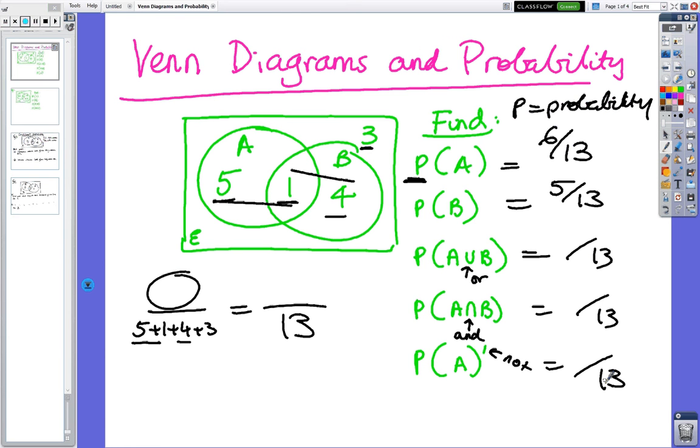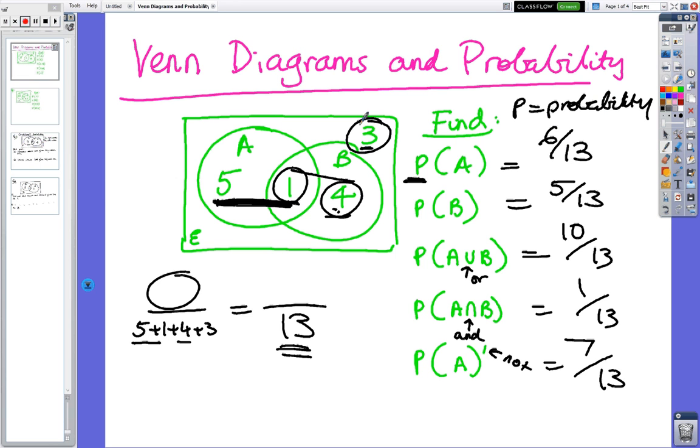Okay, so A or B is all the numbers inside the circle. So 5 plus 1 is 6, plus 4 is 10. So A or B is 10. A and B is the overlap, so it's 1. And the last one is not A. I've got 6 people who are in A out of 13 people, so that means 7 people are not A. Those 7 people are those 4 plus those 3. That's where the 7 people come from.